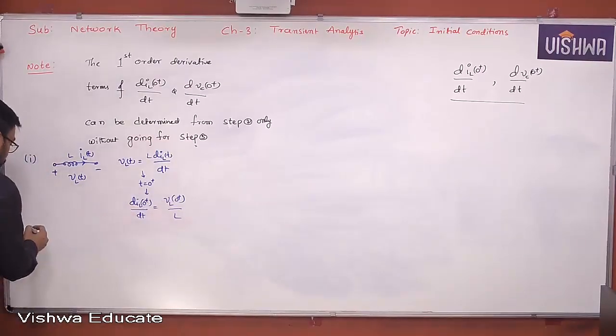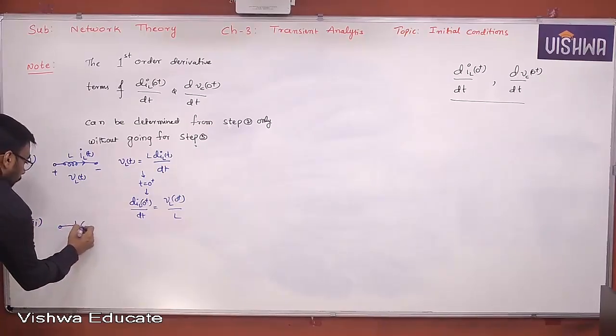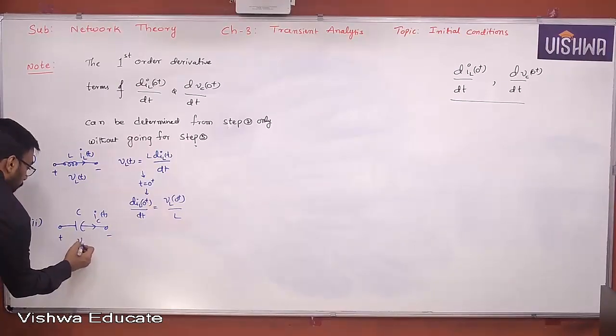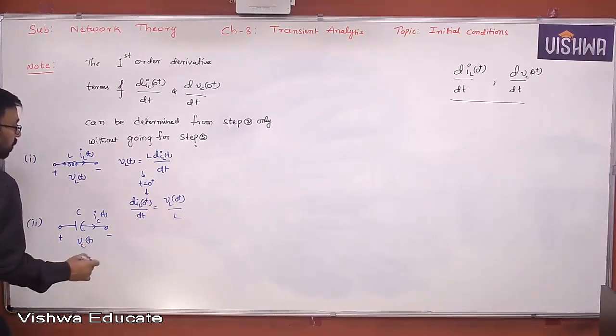Okay. Now second one is Vc of t. Now what do you get here?